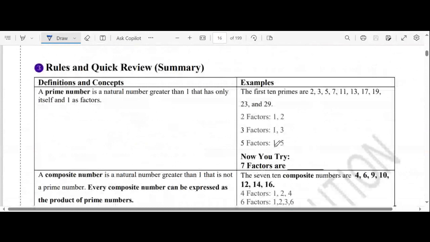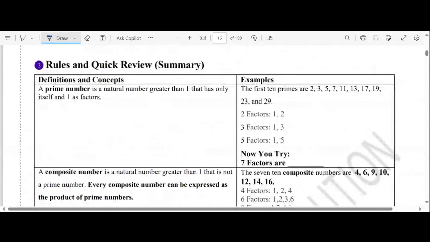Let's take a look at the review for this section. We have some definitions here. A prime number. What's a prime number? Is a natural number greater than 1 that has only itself and 1 as a factor. Example. The first 10 prime numbers are 2, 3, 5, 7, 11, 13, 17, 19, 23, 29.